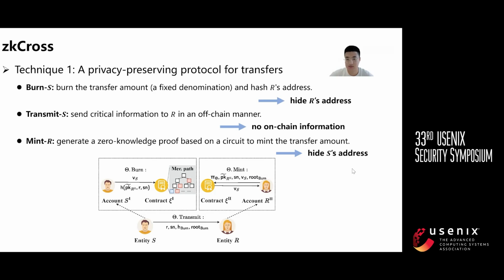Finally, we design a circuit for R to mint the amount. R can use this circuit and the parameters received from S to generate a zero-knowledge proof, which hides the information of S and proves the correctness of the amount.